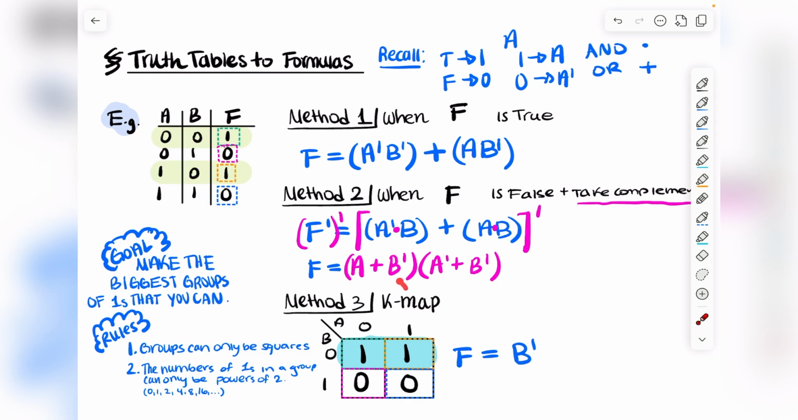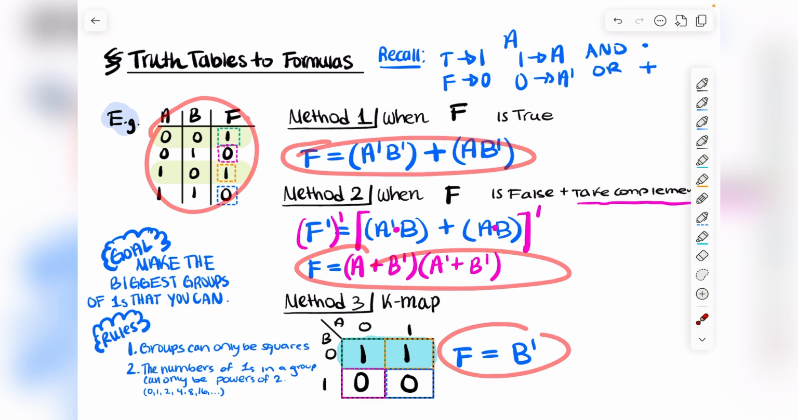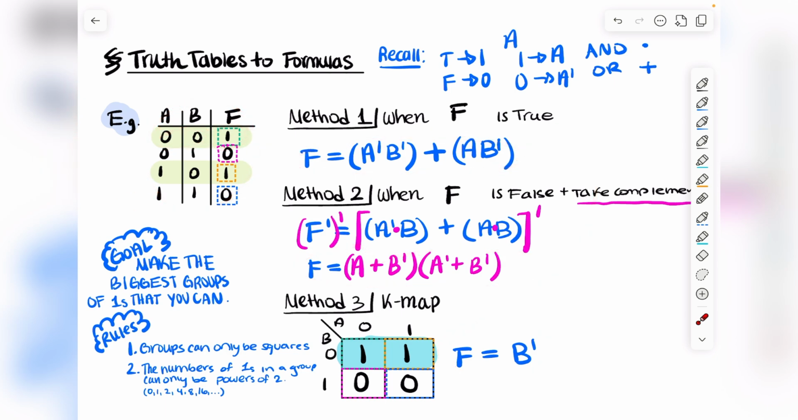And so hopefully you notice that the KMAP method is always going to give you the simplest expression for your formula. So if you're given a truth table and you're asked to find the formula for this truth table, all of these formulas here are acceptable answers. They don't look exactly the same, but they are equivalent because if you pick any A and B and plug them into each of them, you'll get the same output.